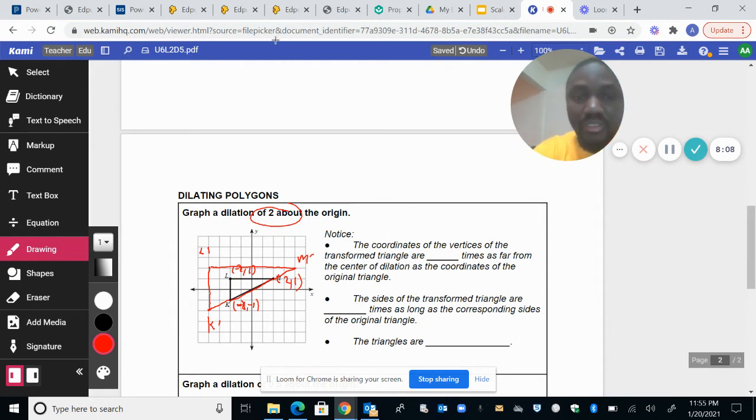That's why we're going to write that the coordinates of the vertices of the transformed triangle are twice as far, 2 times as far, from the center of dilation, and also the sides of the transformed triangle are 2 times as long as the corresponding sides of the original triangle, as you can see clearly. And if you check very well, you can see that these two triangles are similar in nature.